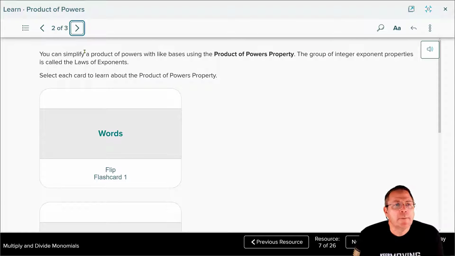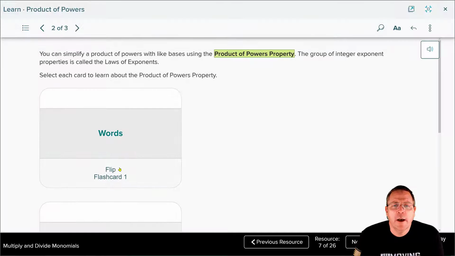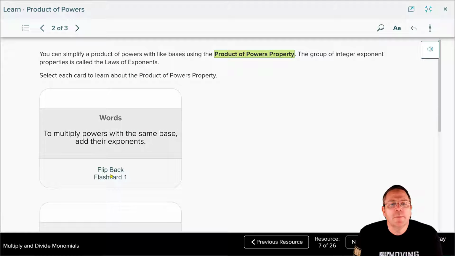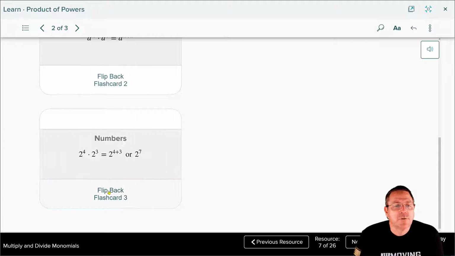Now we're going to simplify a product of powers with like bases by using the product of powers property. And while it doesn't give the definition up here, I'm pretty confident it's going to end up giving it down here. Let's get all these starting to load in words. It says to multiply powers with the same base, add their exponents. That's going to be the definition you're going to see with the product of powers property. Using algebra, it says a to the m times a to the n is equal to a to the m plus n, and then with actual numbers, 2 to the 4th times 2 cubed is going to be equal to 2 to the 4 plus 3, also known as 2 to the 7th.